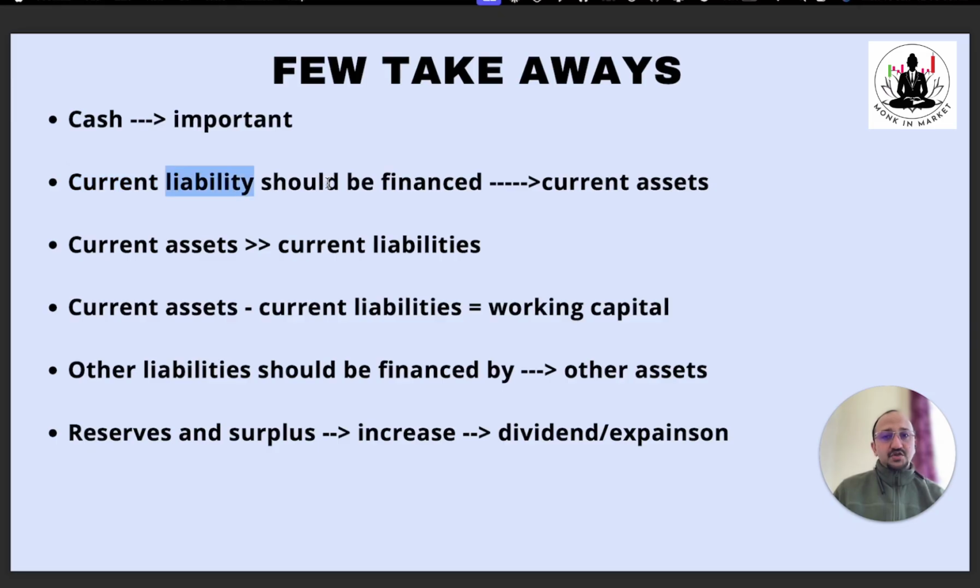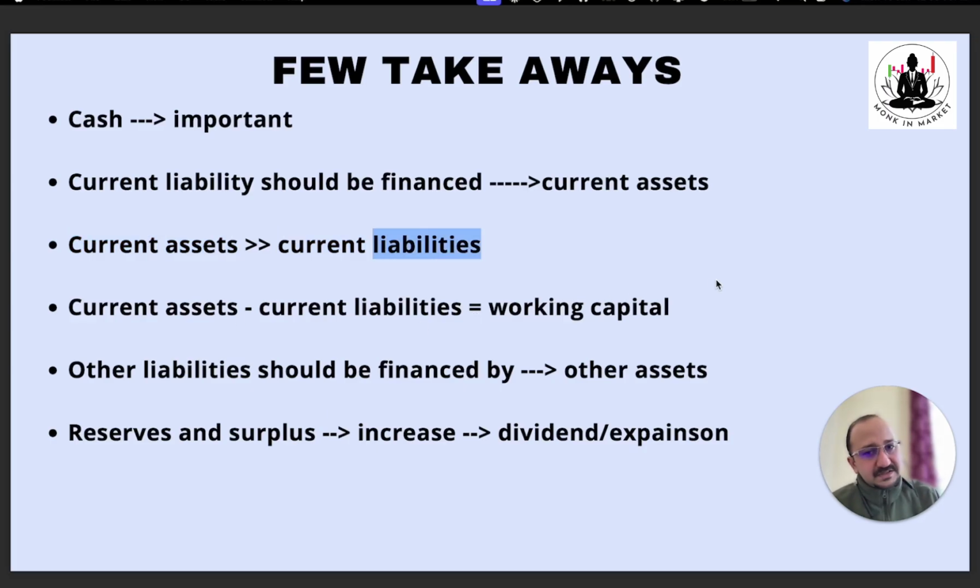No, current liabilities should be financed by the current assets. I already told you, current should be related to current. The small electricity bill and day-to-day expenses should be paid from current assets only. For day-to-day expenses, you don't need to sell your house or the factory, right? The current assets should always be higher than the current liabilities, guys.